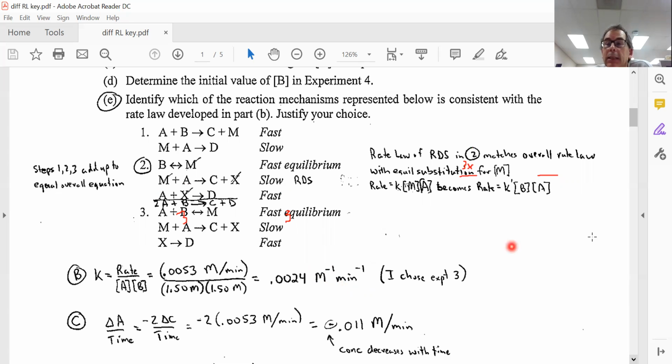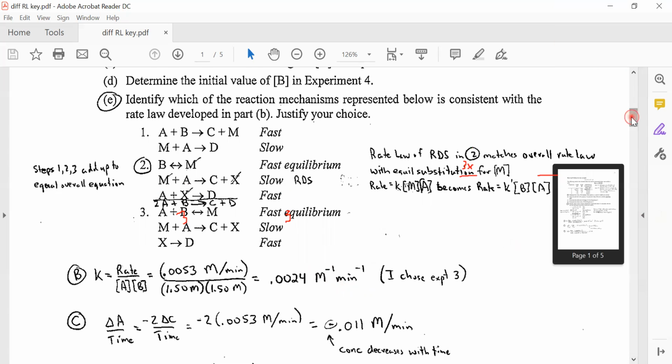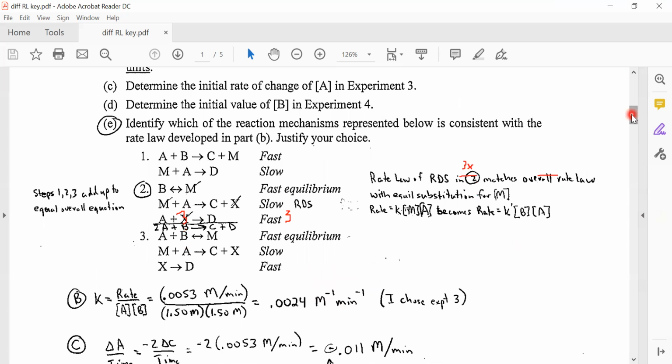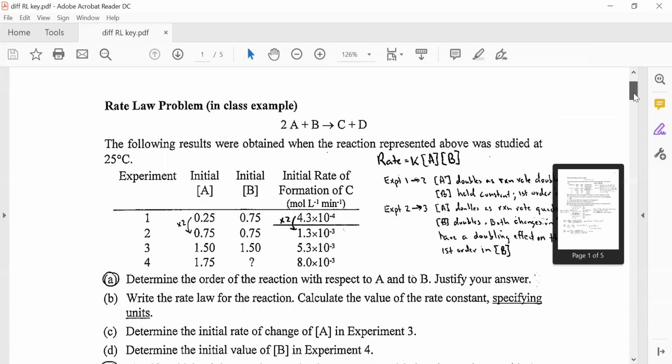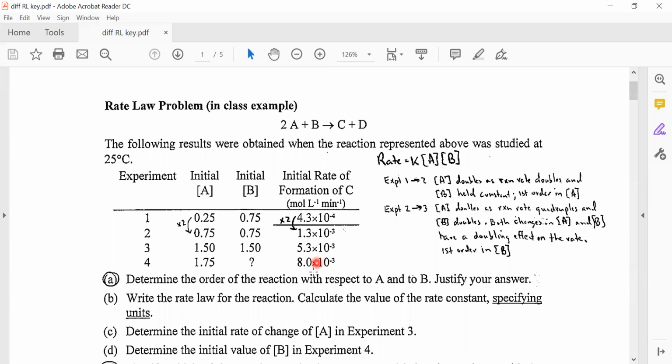Okay, let's see. The next question asks for something which might be a little bit confusing to figure out. Determine the initial rate of change of A in the experiment. All right, so I'm going to determine the initial rate of A. This is really just asking us to look at the ratios here. What happens as A disappears, B disappears at half the rate, because twice as much A disappears. For every 1 part of B that disappears, 2 parts of A disappear.